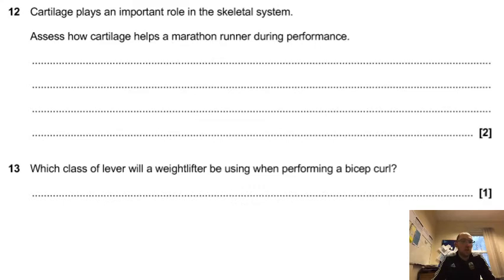Some candidates made one of these points and then repeated the same point using different examples from running. As a result, they only gained 1 mark. So the answer: 1, protects the knee bones or prevents friction, prevents bones rubbing or knocking together, or prevents wear and tear. 2, acts as a shock absorber, absorbs impact of running.